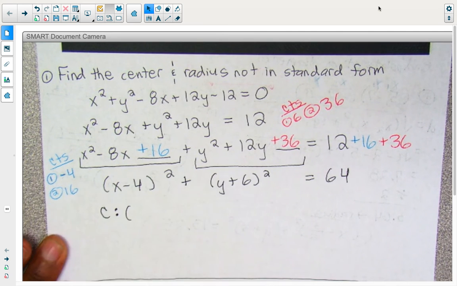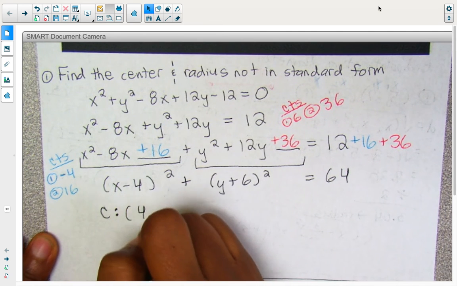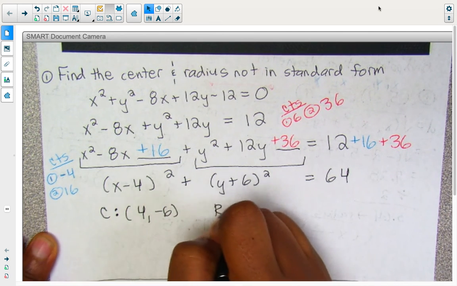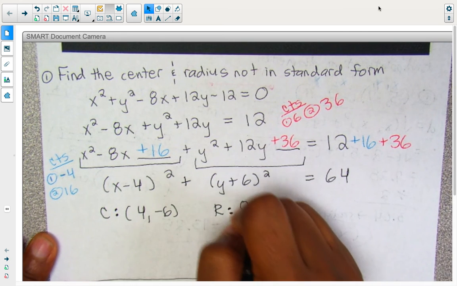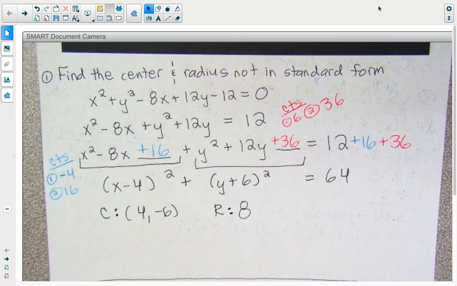I can read off the center. The center is 4, negative 6. And I know my radius. I can take the square root of 64, and the square root of 64 is 8. And ta-da, we are finished with this problem.